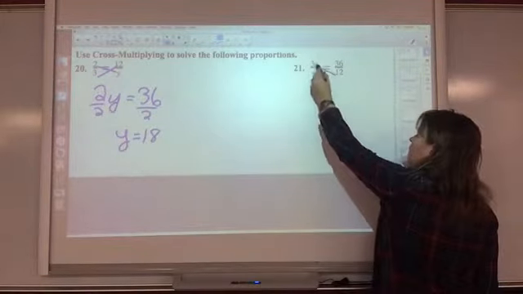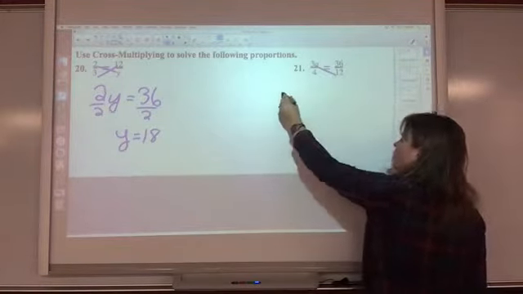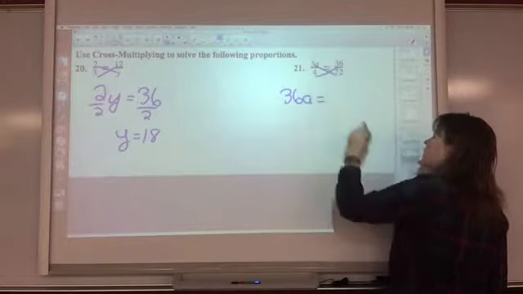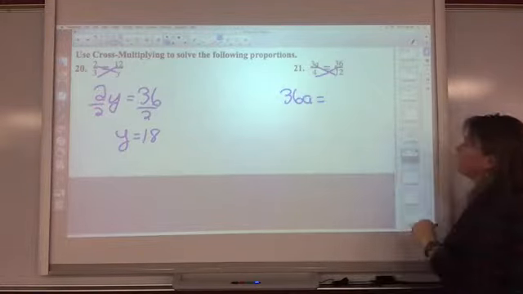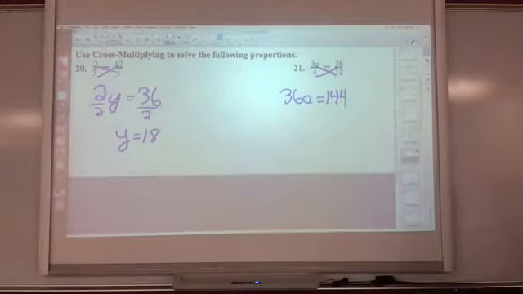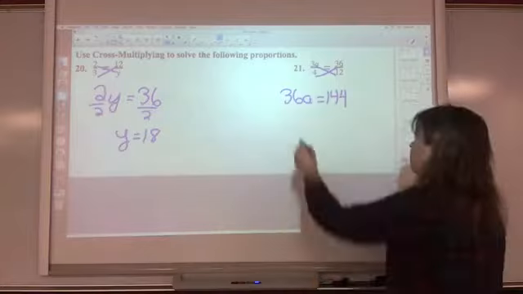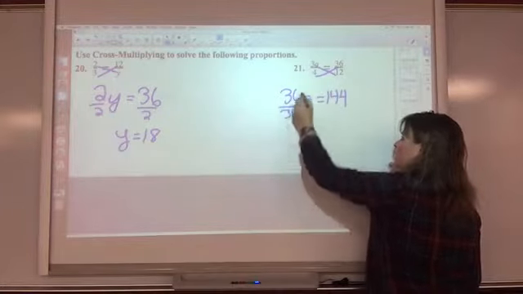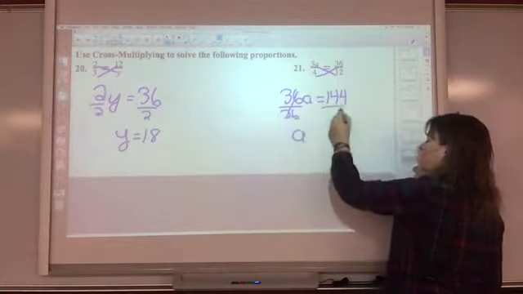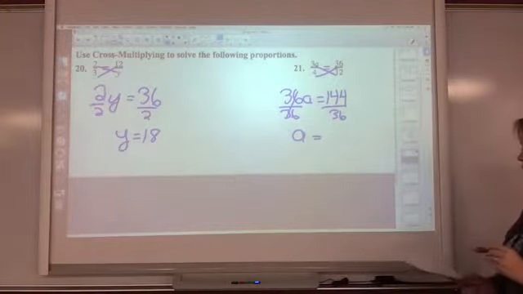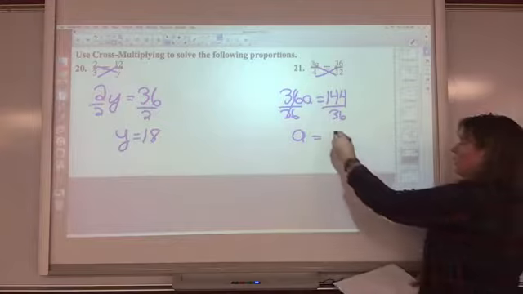A little bit more complicated, but not much. 3a times 12 is 36a. And cross multiply this way, 4 times 36 is 144. Take your 144, divide it by 36 on both sides, trying to isolate the variable, get a by itself, and 144 divided by 36 is 4.